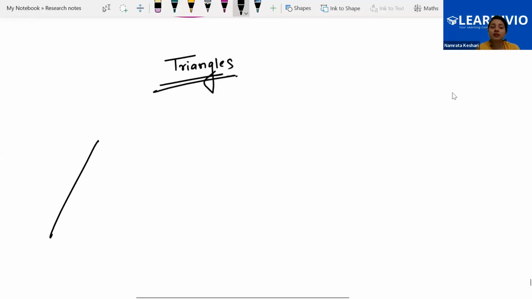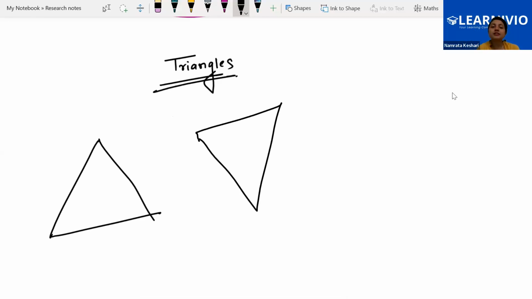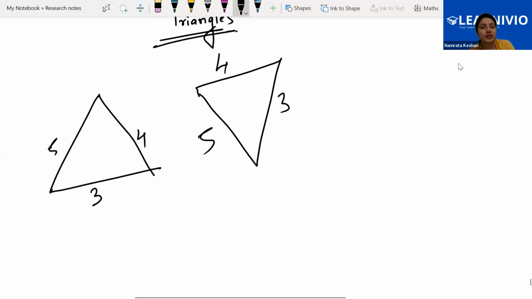Suppose I am drawing a triangle and I am drawing another triangle. If it is exactly the same in shape and size, shape is the same, both are triangles, and size has to be the same. If this is 3 centimeter, this is 4, this is 5, then here also one of them has to be 3, another has to be 4, another has to be 5. Then we will say both are congruent figures, or congruent shapes.